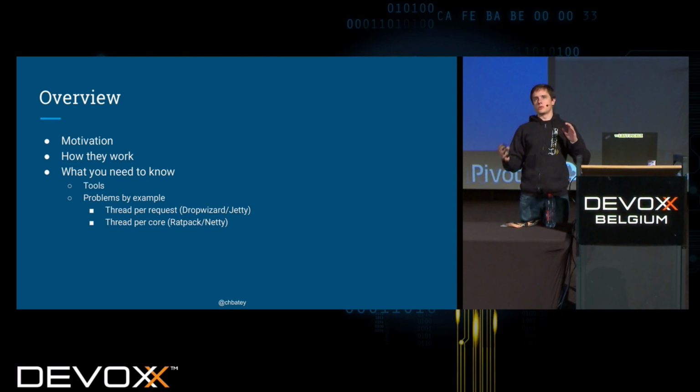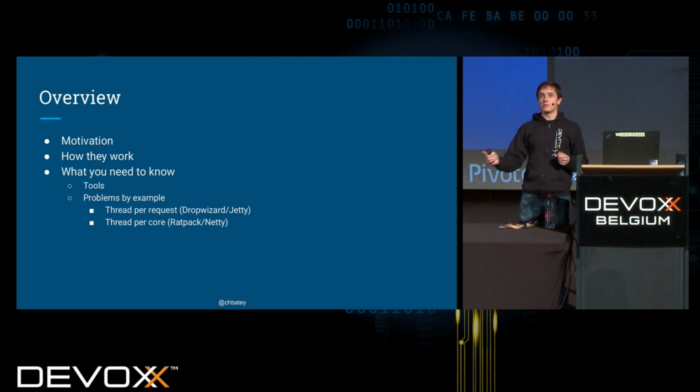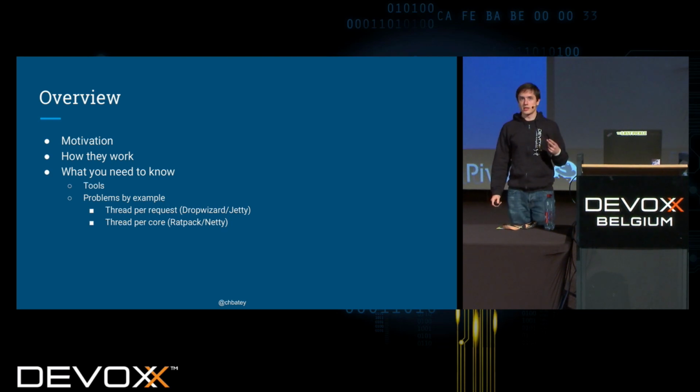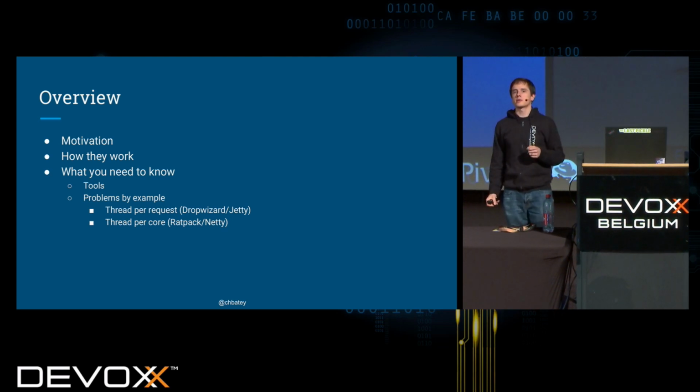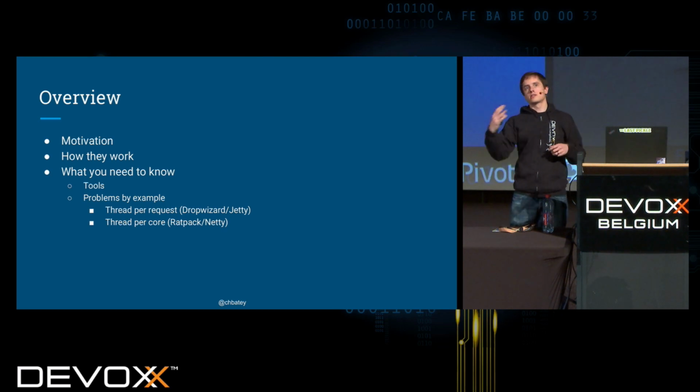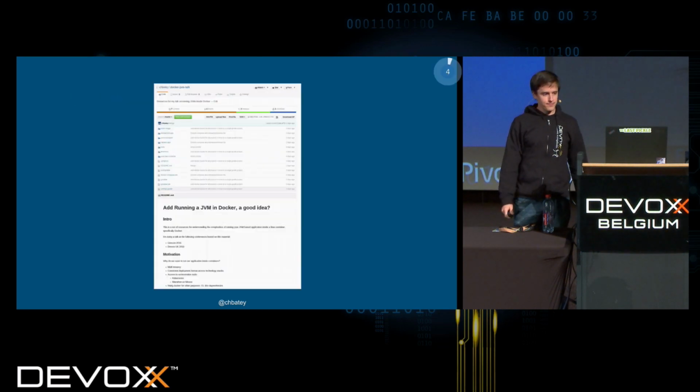Then I'm going to show you a bunch of tools which I now use on a day-to-day basis for diagnosing problems with JVMs running inside containers. And I'm going to do that using two examples. One's going to be a Dropwizard example, one's going to be a Ratpack example. It's not too relevant. I just wanted a thread per request application and a thread per core application.